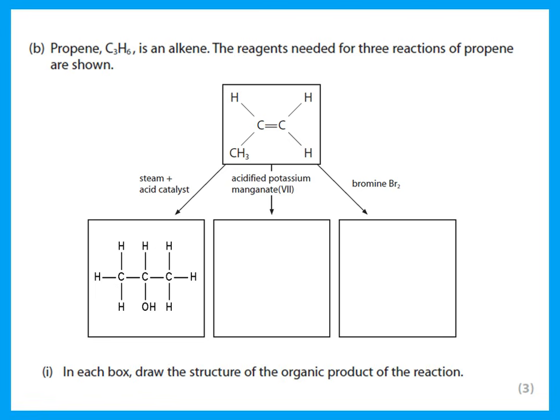Now, acidified potassium manganate, remember acidified potassium manganate with an alkene will open the double bond and make what we call a diol, an OH on both sides of the bond that was a double bond. Bromine, we open the double bond and we put a Br and a Br.